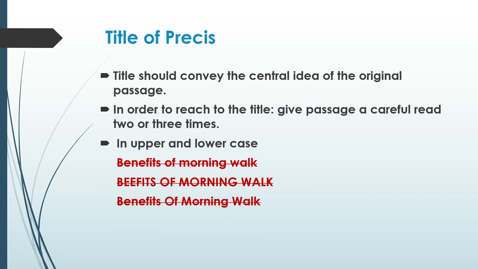Look at this, why it is wrong. "Benefits of morning walk," capital W, capital M, but why is this O capital? Whenever prepositions and articles come in the middle, not at the beginning, the initial letter will be small. And this is how you should write: Benefits of morning walk, B capital, O small, of, morning, M capital, and W is capital.